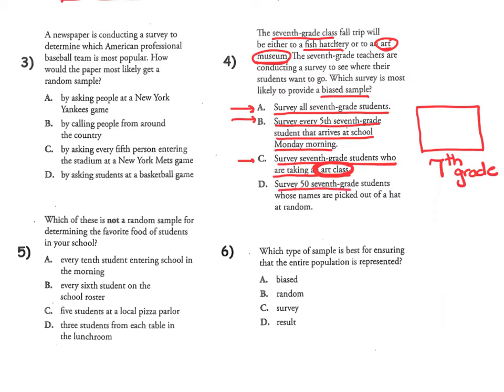Survey 5 7th grade students whose names are picked out of a hat at random. That would be random and fair. So the most unfair way to survey is choice C. Please circle choice C. Now complete the rest of these questions on your own. Please pause the video. And when you're ready, I will present the answer key at the end of this video.